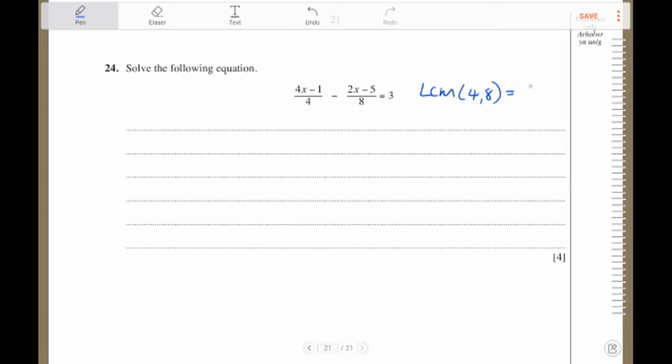And obviously the lowest common multiple of 4 and 8 is 8, because the multiples of 4 are 4, 8, 12, 16, 20 and so on. And the multiples of 8 are 8, 16, 24 and so on. And the lowest one that's common to both is 8.